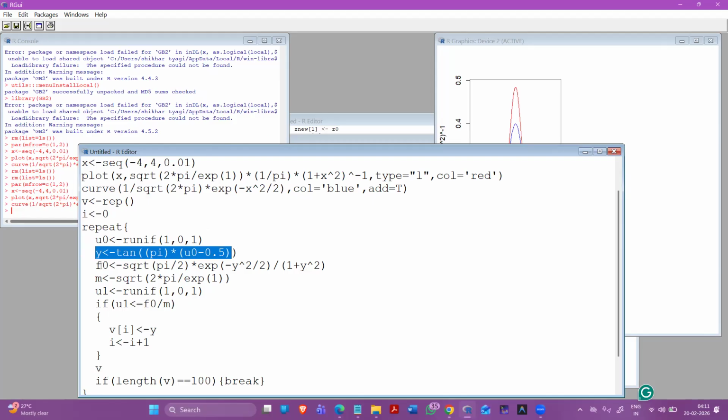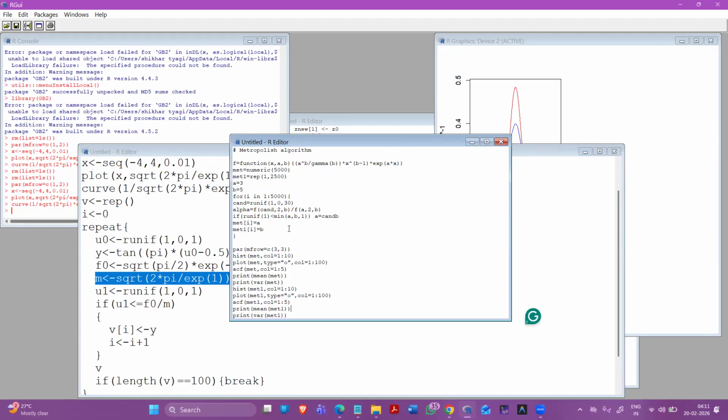After that, I'm going to generate f naught from the square root of pi by 2 times the exponential of e raised to the power minus y squared by 2. Whatever y I generate, I'm going to put in this formula, my standard normal variate. After that, I'm going to decide my m. You need to decide your m very carefully, and sometimes how we define the m, give me a second.